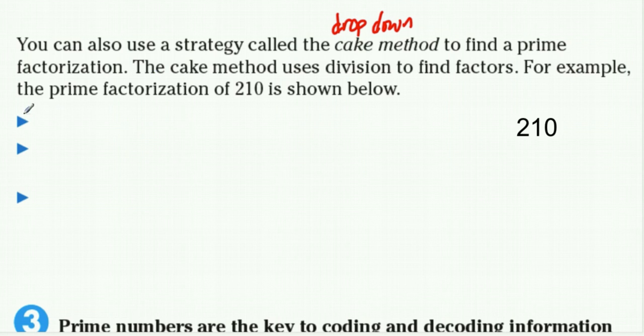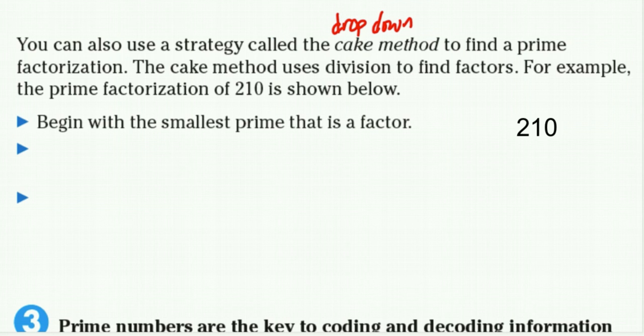For example, the prime factorization of 210 is shown below. The first step is to begin with the smallest prime factor, and let's find the smallest prime factor of 210, which is obviously 2, because 2 goes into an even number. And you write an angle there going down. And 210 divided by 2 is 105.